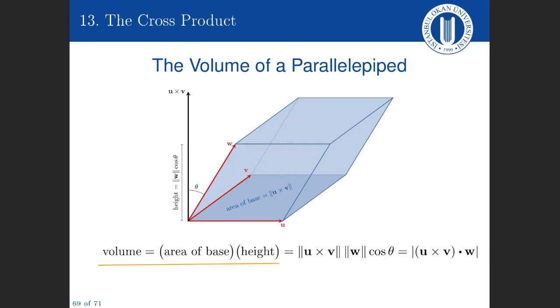The volume is the area of the base multiplied by the height. We know these. The area of the base is the norm of u cross v, and the height is norm of w cos theta. But that's exactly the same as the absolute value of the triple scalar product. U cross v is a vector, w is a vector. Take the dot product of these, we get a number. Because we have a number, we use single vertical lines for the absolute value.